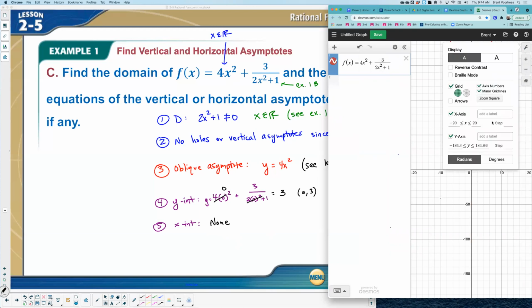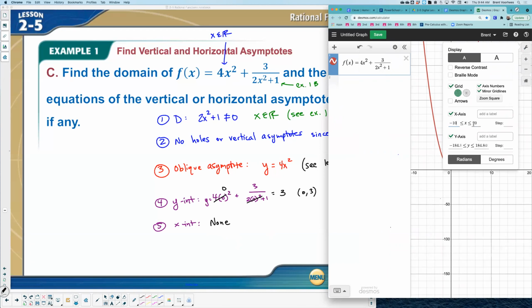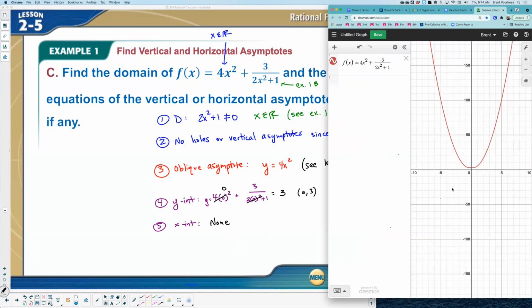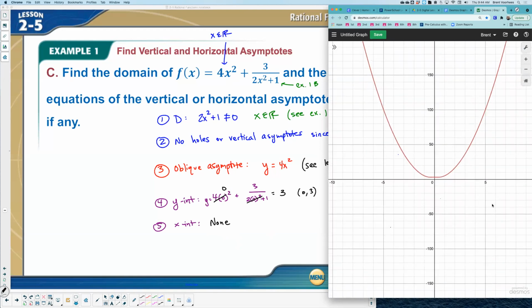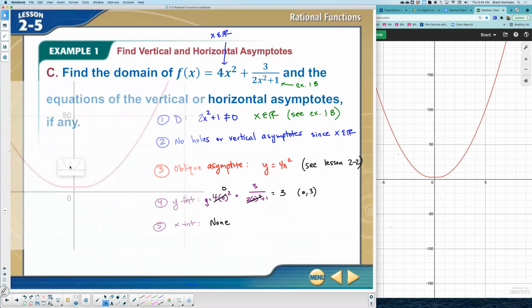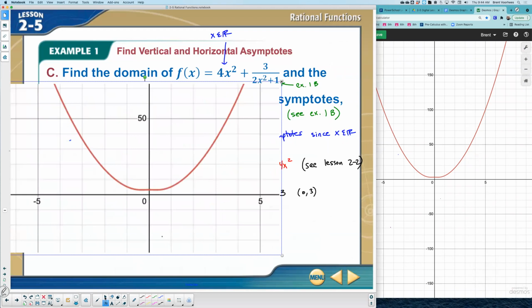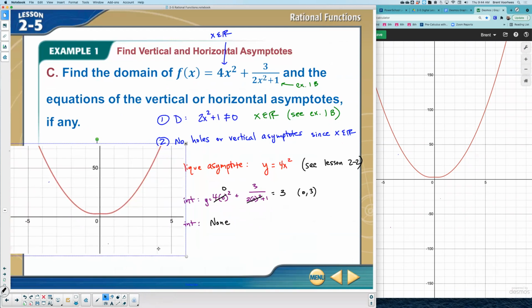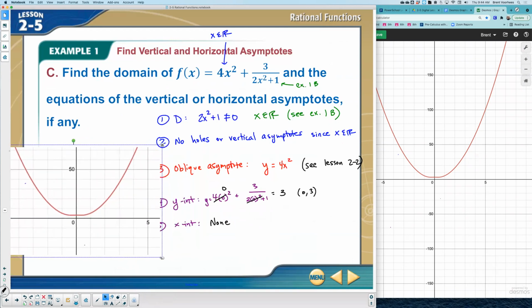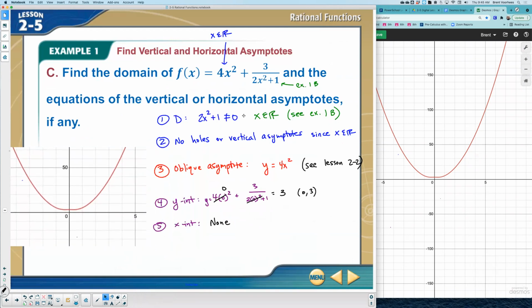So now let's graph the picture and see if all of our math was correct. I'm going to zoom in just a tad bit here. Let me change this to a -10 and this to a 10 so we can see it a little bit better. Here's our picture.